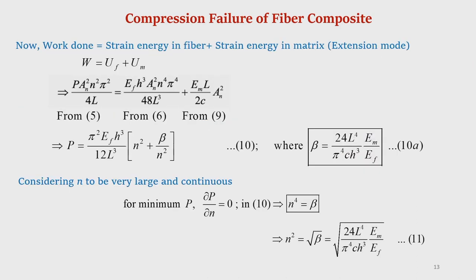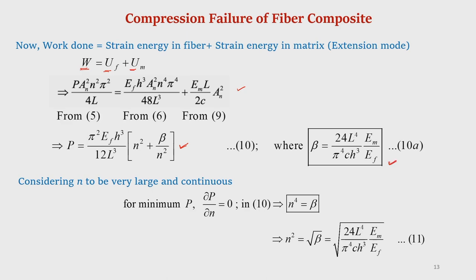Now, we have the work done from equation number 5. We have the strain energy stored in the fiber from equation number 6, and the strain energy stored in the matrix because of extension from equation number 9. When we equate these, we get an expression for P, okay, where beta is defined as this.